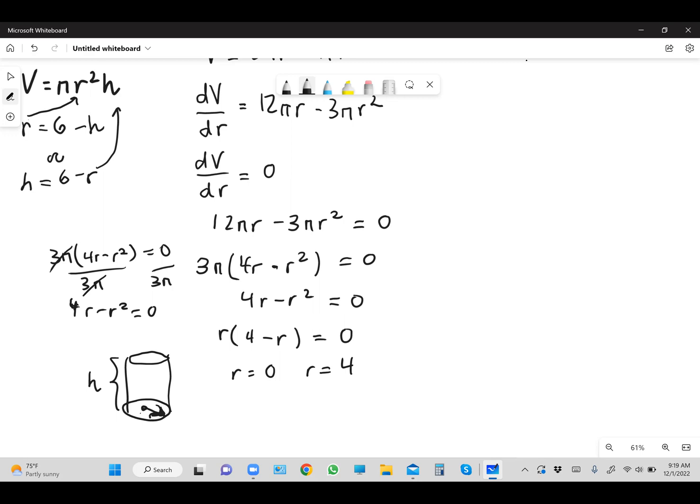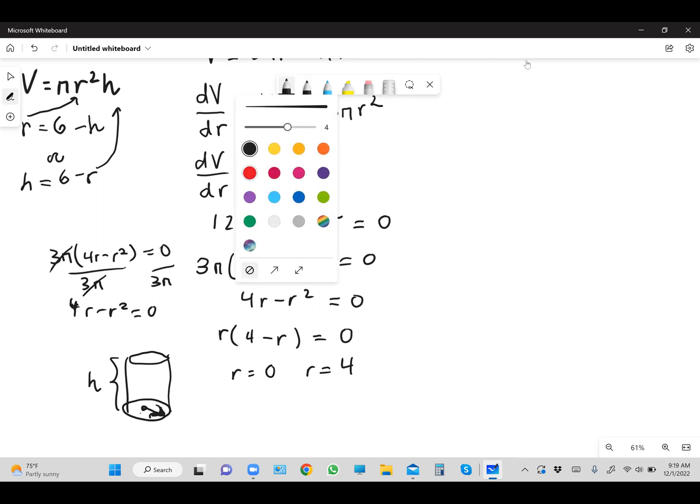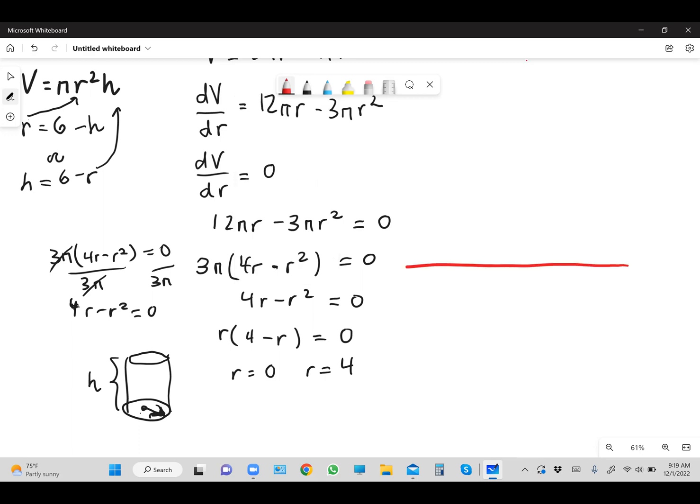But let's go ahead and do the number line here. I'll just do it over here. We wouldn't have answered the question yet, though. The question asked for what V is at maximum and V is at minimum. So let's go ahead and do 0 and 4.